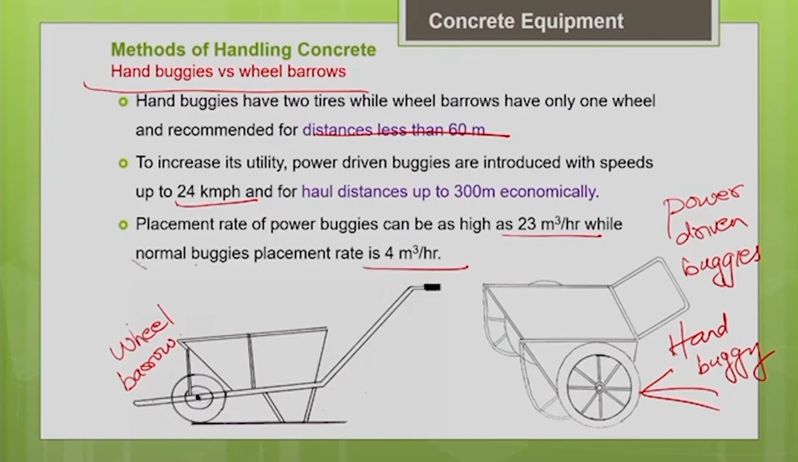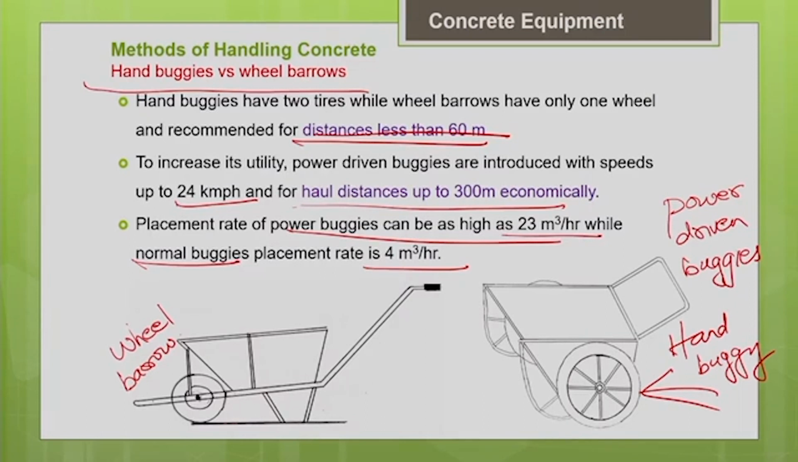So, when compared to normal buggies, your power buggies can give you a very high placement rate of relatively 23 meter cube per hour. And the power buggies can cover a haul distance of up to 300 meters, while the normal buggies can cover a distance of less than only 60 meters. So, according to your job requirement, the productivity requirement or the placement rate needed, and the economy, you have to take everything into consideration and make the choice of the machine.